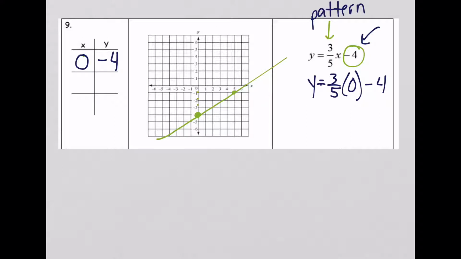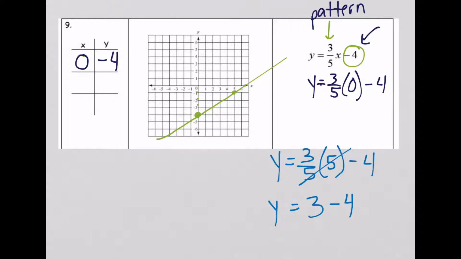So let's find something else to put in the table. And you don't just have to go sequentially every time. You don't have to go 0, 1, 2. In fact, I'm totally not going to do that. I'm going to plug in a number for x that's a little bit simpler. I'm going to plug in 5. Why 5, you might ask? Well, it's because I'm trying to avoid fractions. 3/5 times 5 is just plain old 3. And 3 minus 4 is negative 1. And so that tells me that when x is 5, y is negative 1.